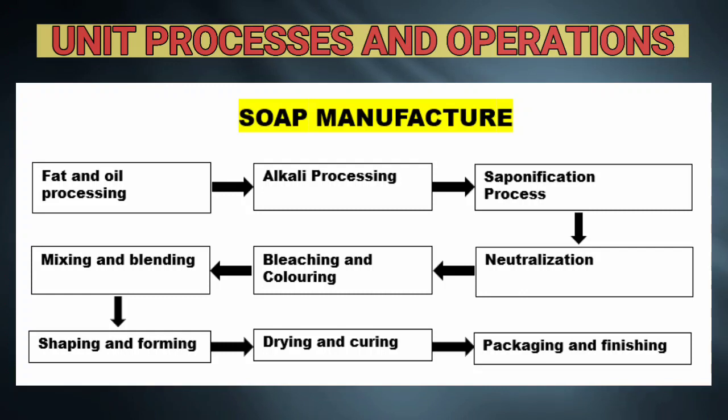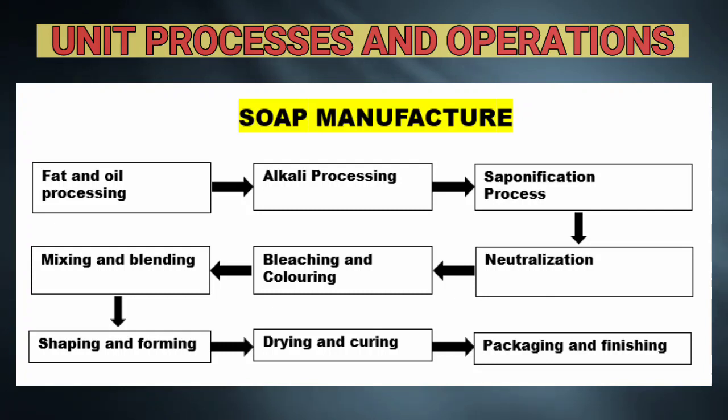Then we now have the mixing and blending, which entails combining soap with other ingredients, such as preservatives, such as fragrances. Then we now have the shaping and forming. Here, the desired shape of the soap is created, based on extrusion or by cutting and stamping. Then we now have the drying and curing, which has to do with evaporation of excess water and aging. Aging here means allowing the soap to harden and mature.